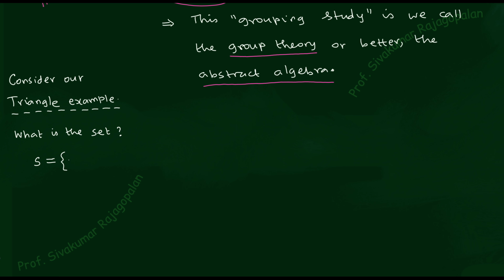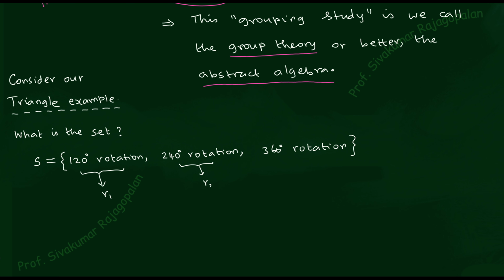It is the set of all rotations which give you the original triangle. That means 120-degree rotation, 240-degree rotation, and finally 360-degree rotation. Only these three give you the symmetry elements. Other angles don't give the symmetry elements, therefore we don't write them. So there are only three. Let us give some mathematical symbols for that. We can give anything you like. Let us give R1, R2, R3 because it represents rotation.